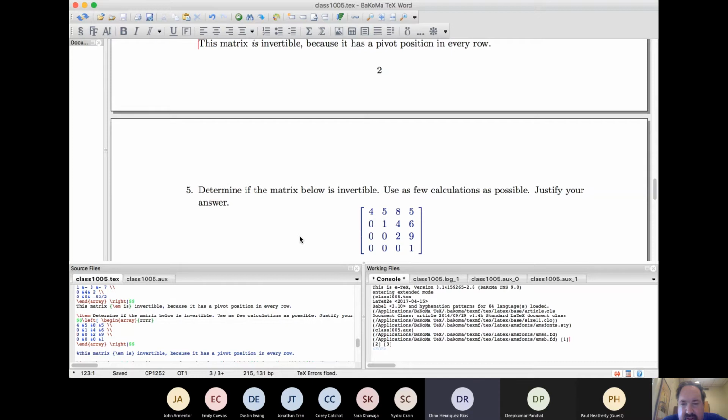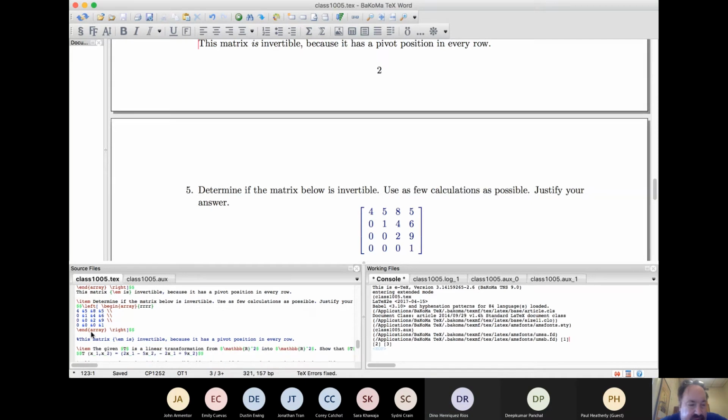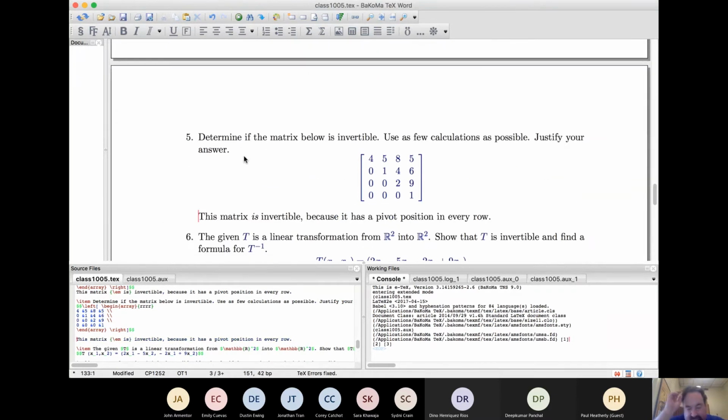It's upper triangular. It is upper triangular. So is it invertible? Yes. Why? Because it has all the pivot points on all the rows and columns. Yeah. So equivalently, we have these 4 non-zero diagonal entries, and yes, these are the pivot positions. So right away, you can make that conclusion that it is invertible.